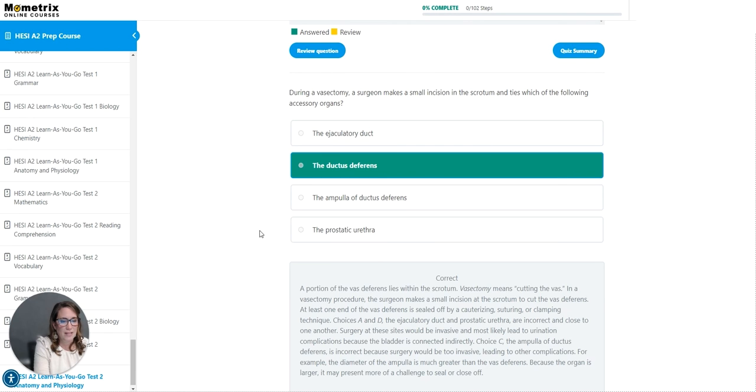The portion of the vas deferens lies within the scrotum. Vasectomy means cutting the vas. In the vasectomy procedure, there's that small incision that's made to cut that vas deferens.